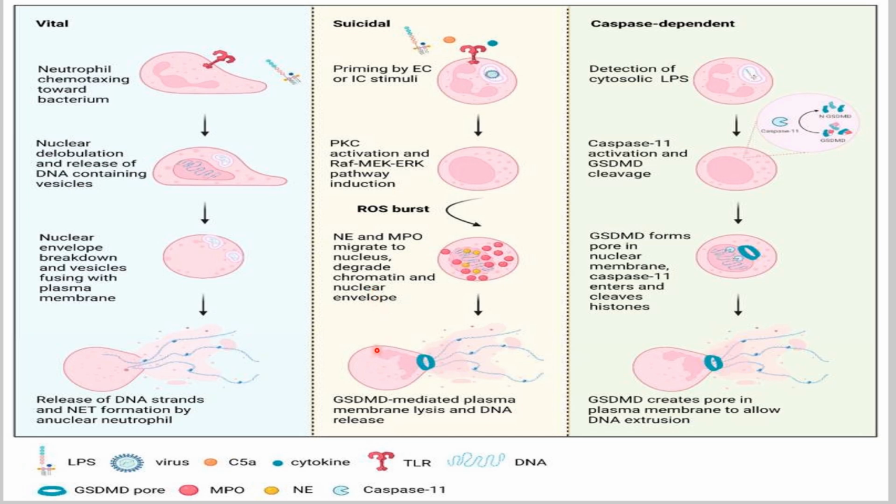In this paper, they add to the two types we know about netosis. We know vital and suicidal netosis. They add a third type, which is caspase dependent, in which something called gasdermin D creates pores in the plasma membrane to allow DNA extrusion. So this third pathway, or third type of netosis, is caspase dependent.